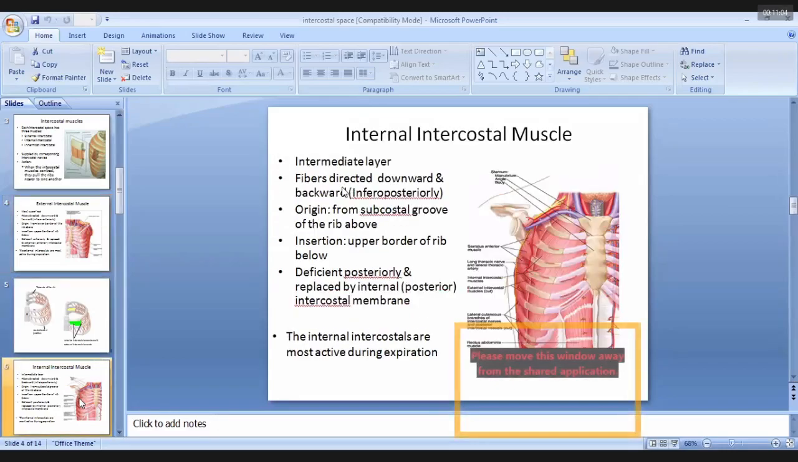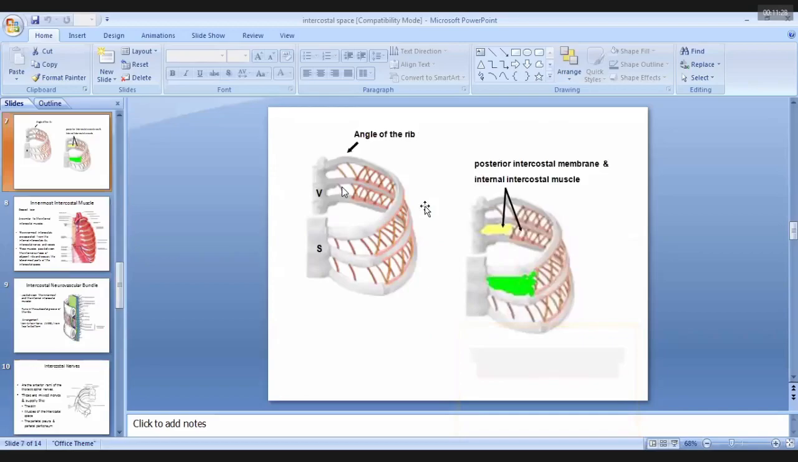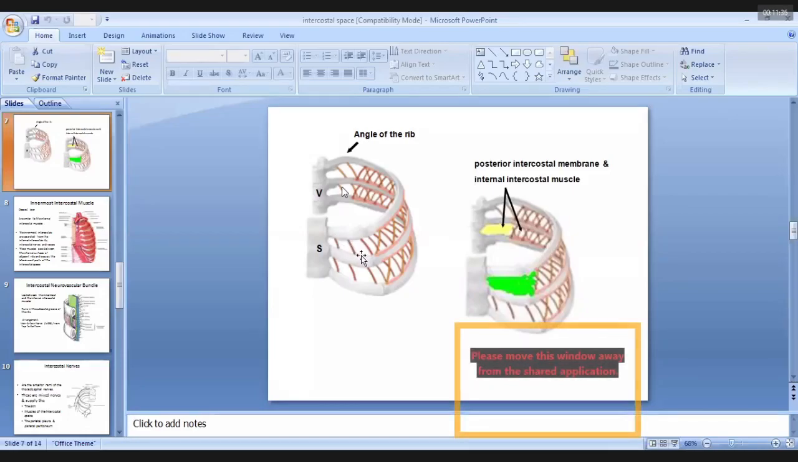Then the second muscle, known as the internal intercostal muscle, which forms an intermediate layer of the intercostal muscles. Now, the direction of the fibers of this internal intercostal muscle is opposite to that of the external intercostal. These fibers run in a downward but posterior direction, posterior-inferiorly. These are the fibers of the internal intercostal muscles, which run downward but posteriorly.